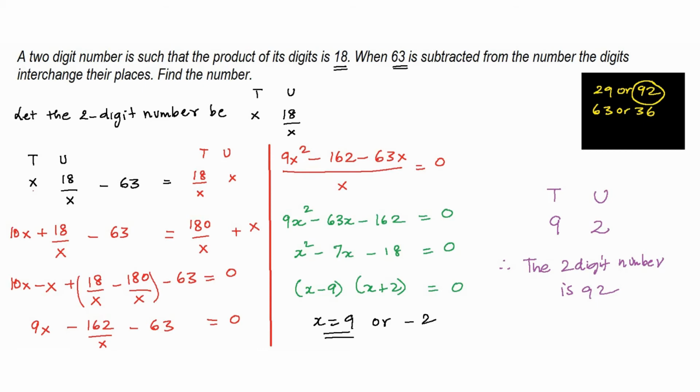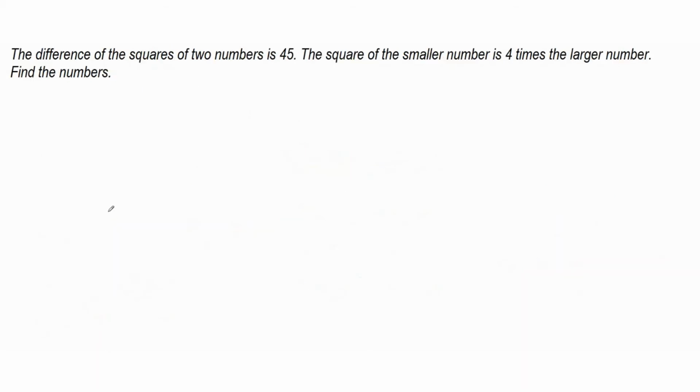Moving on to the next question. The difference of squares of two numbers is 45. So let the numbers be x and y. The difference in their squares, so x square minus y square is equal to 45.